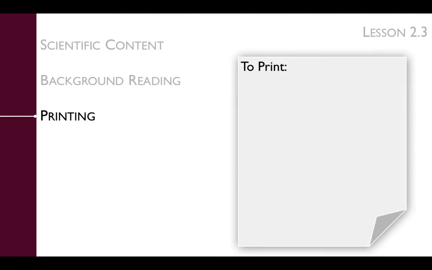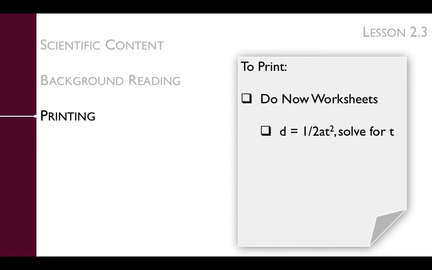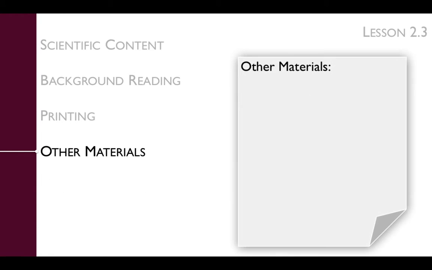You also need to be sure to print the Do Now worksheets for your students. There are two versions of the worksheet, one in which students solve the formula D equals 1/2 AT squared, where they're solving for T, and the other that uses a table where students look up their reaction times based on the distance the ruler dropped. Use the version that you think will work for your students best. This lesson also requires centimeter rulers that are wooden or otherwise weighted.